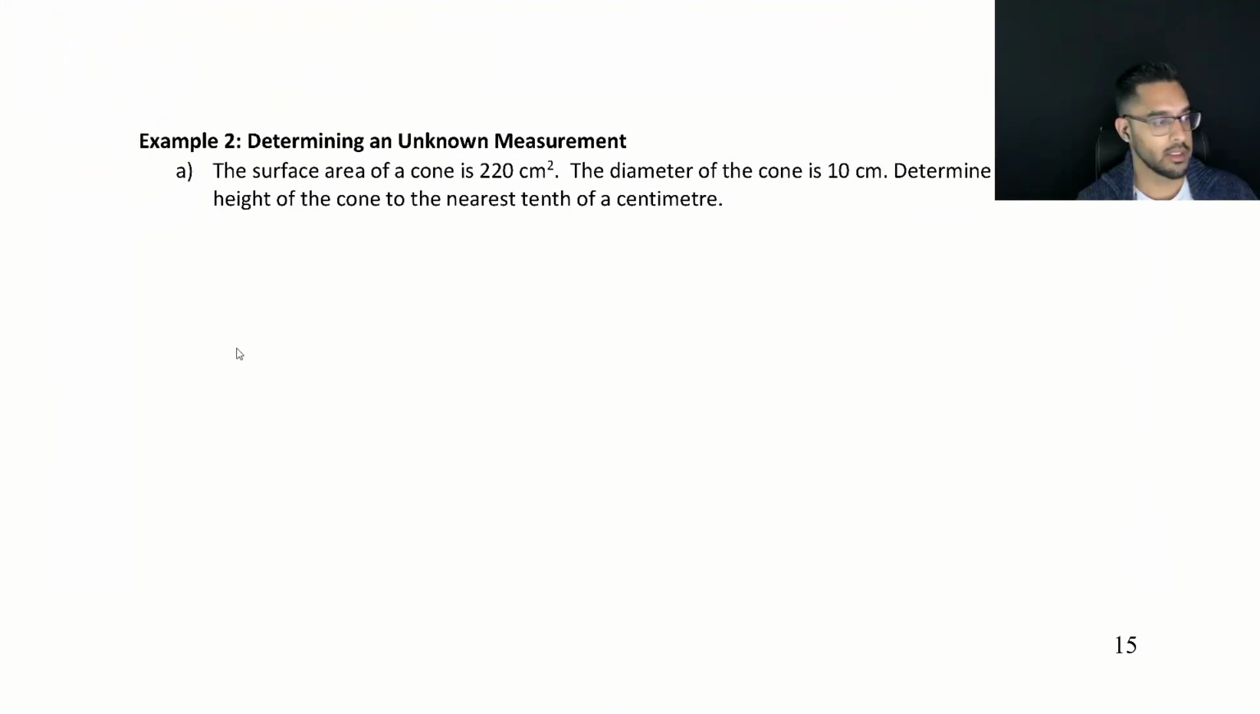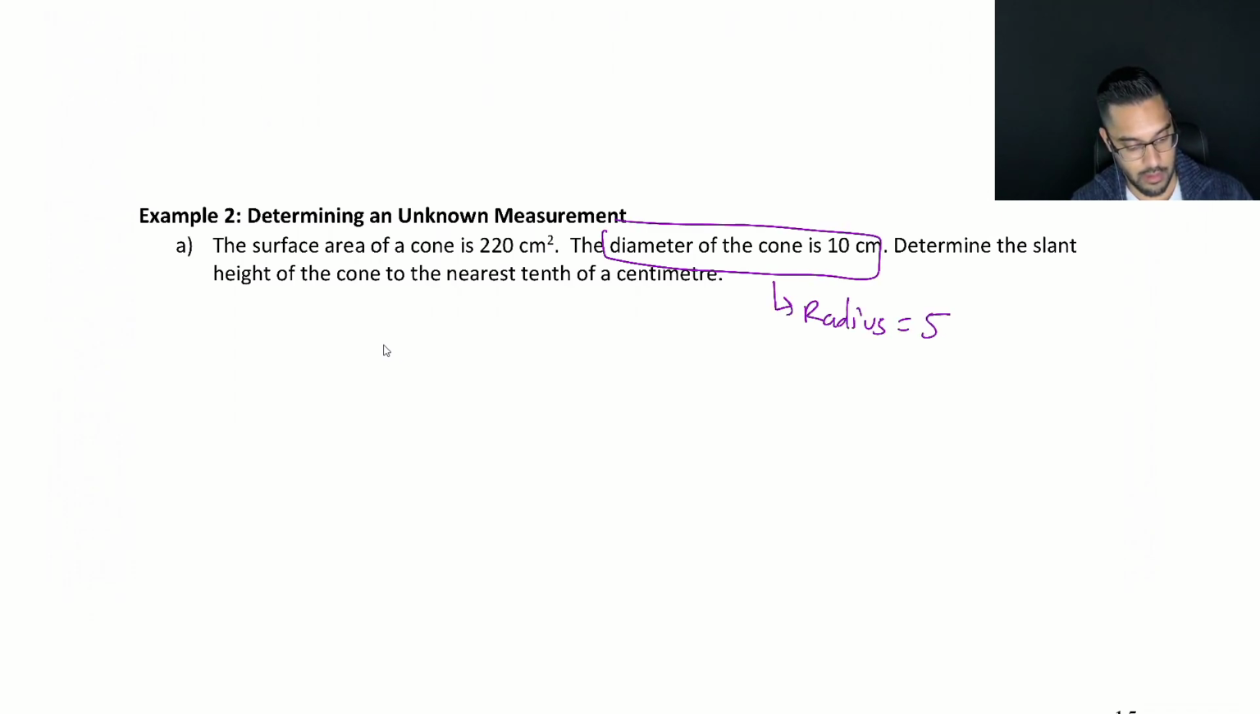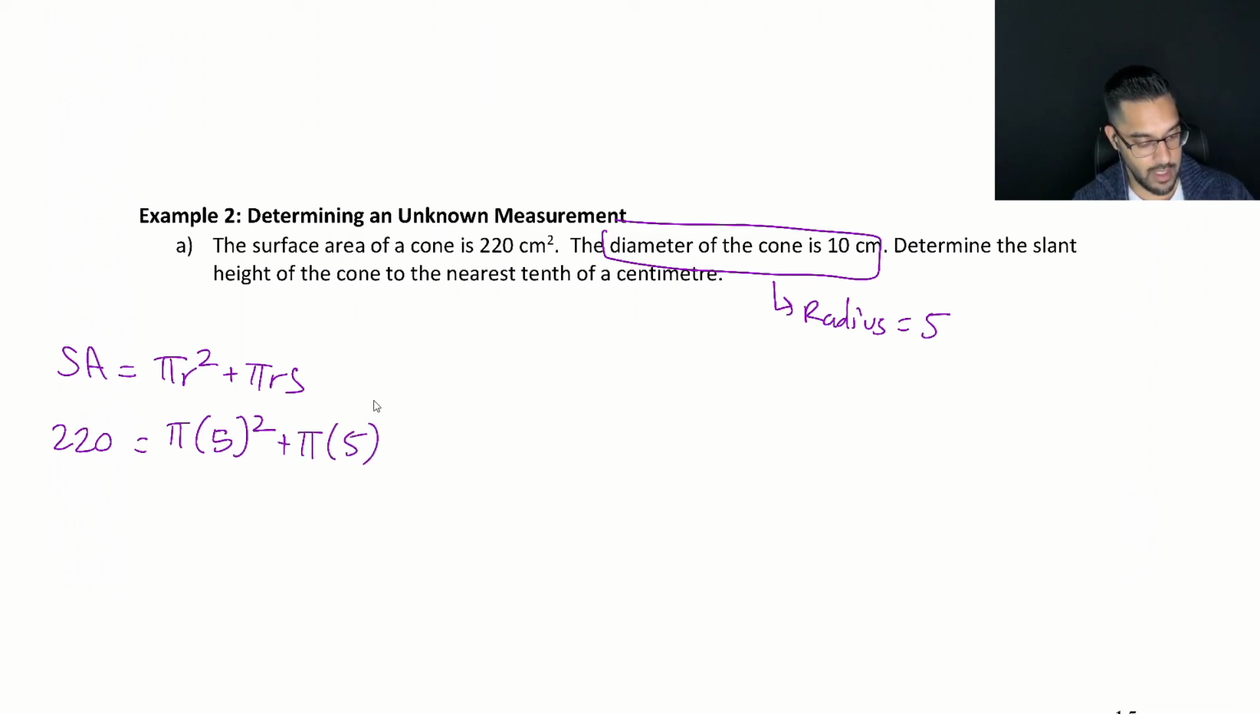We could also work backwards to figure this one out. So we're given the surface area this time is 220, diameter is 10, find the slanted height. Now if we know the diameter is 10, that means the radius is 5. Okay, so just be careful. So it's a cone again, pi r squared plus pi r s. So surface area is 220, pi times the radius of 5 squared plus pi times the radius of 5 multiplied with the slanted height once again. So what we can do here is look at that first term. It's really 25 pi. So we can subtract 25 pi on both sides.